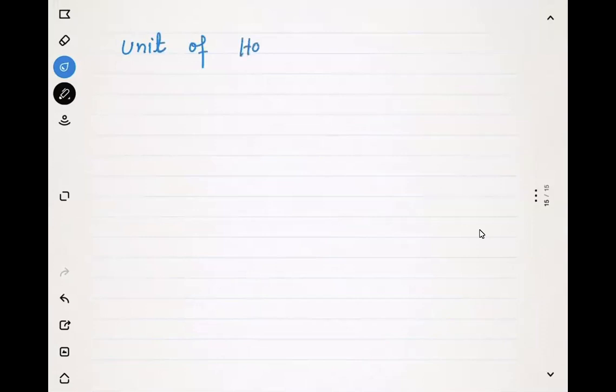Unit of Hooke's constant. K is Hooke's constant and it is given as F over X. So its unit is Newton per meter.